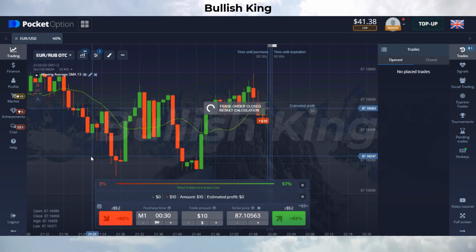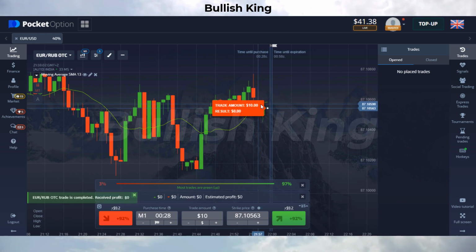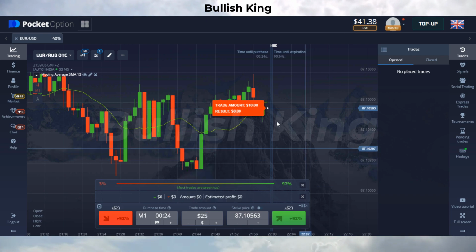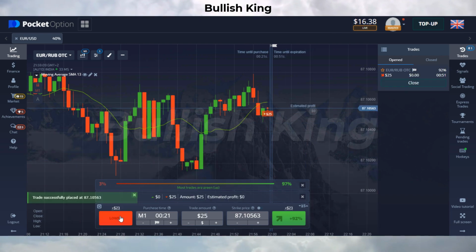If we lose a trade, then we just multiply the loss amount by 2.50 and place a trade in the same direction. We lose this trade. Again we place a sell trade.